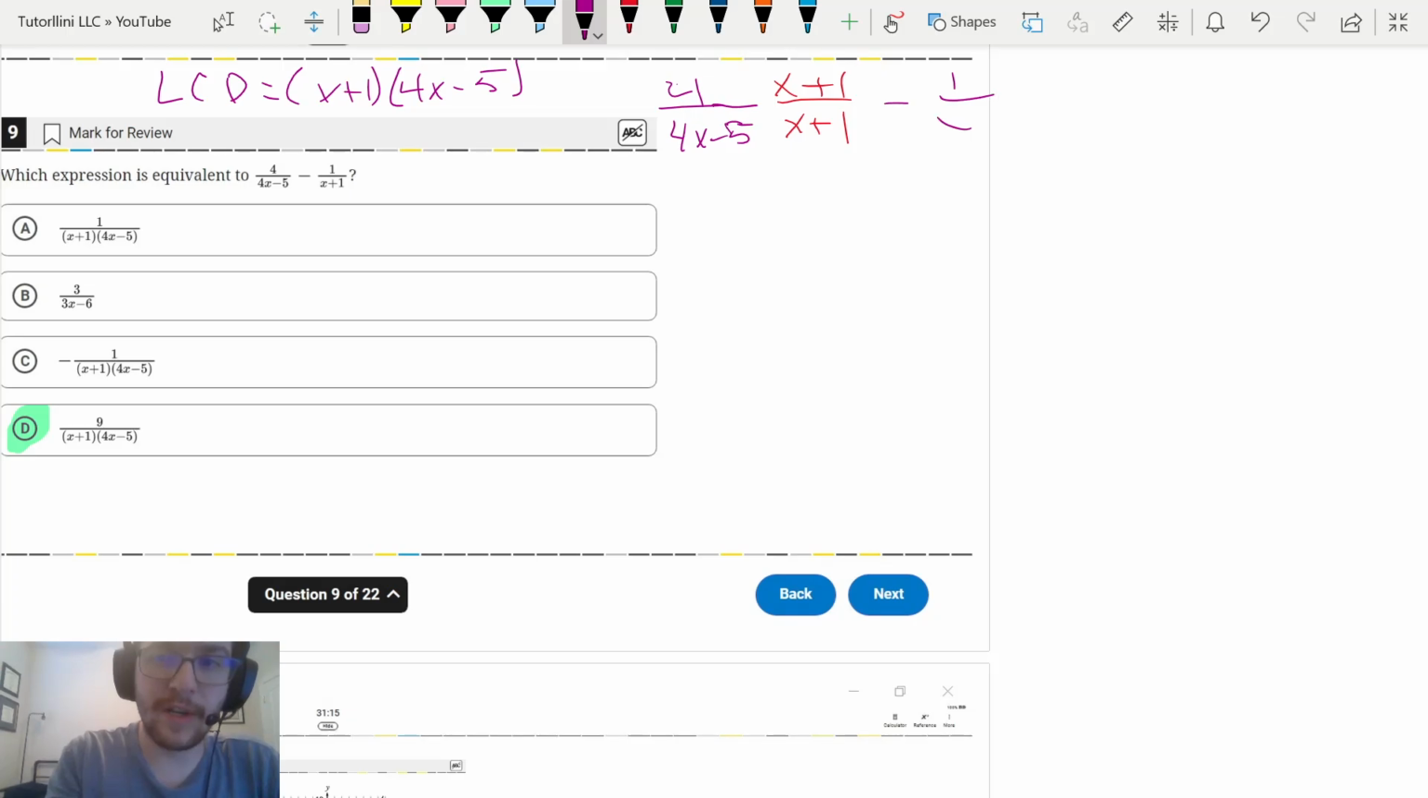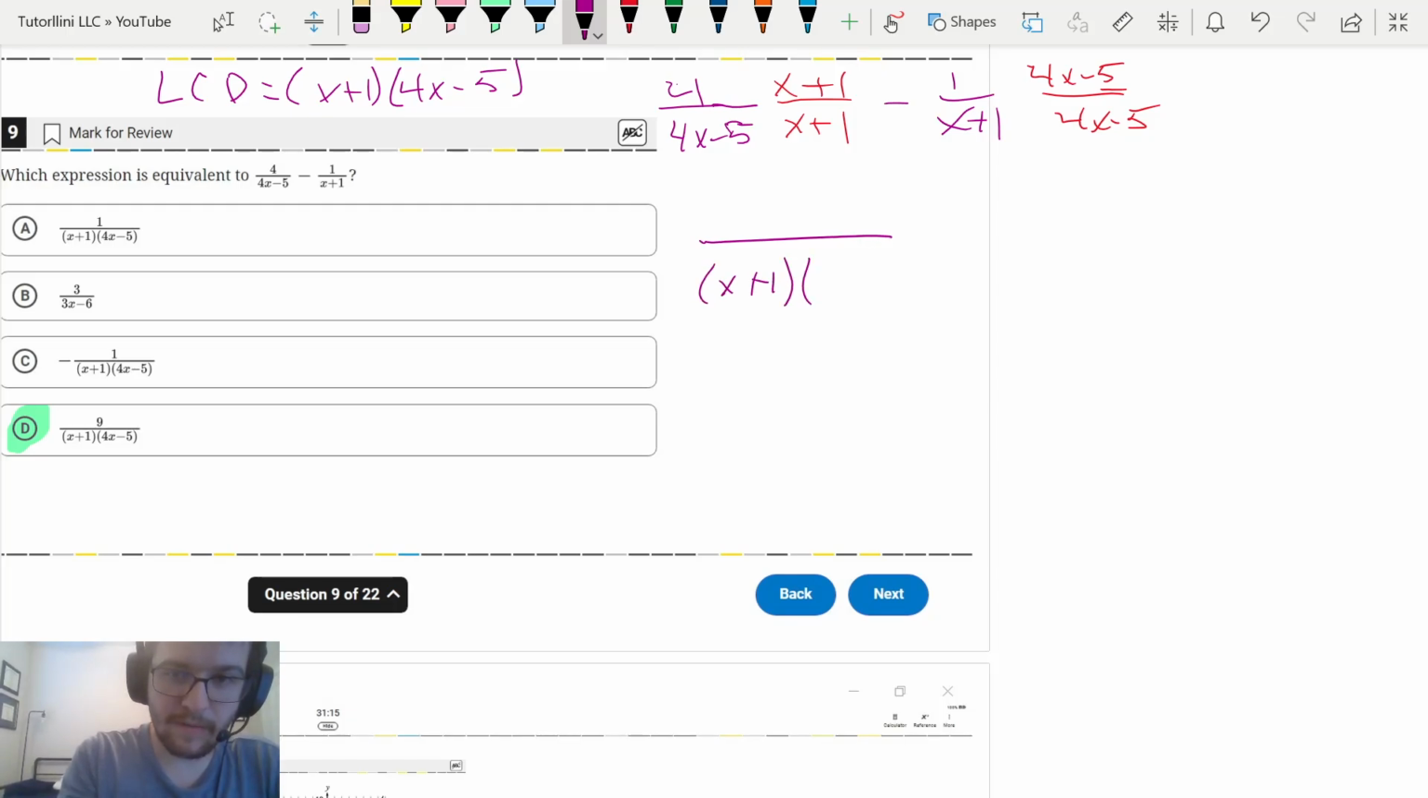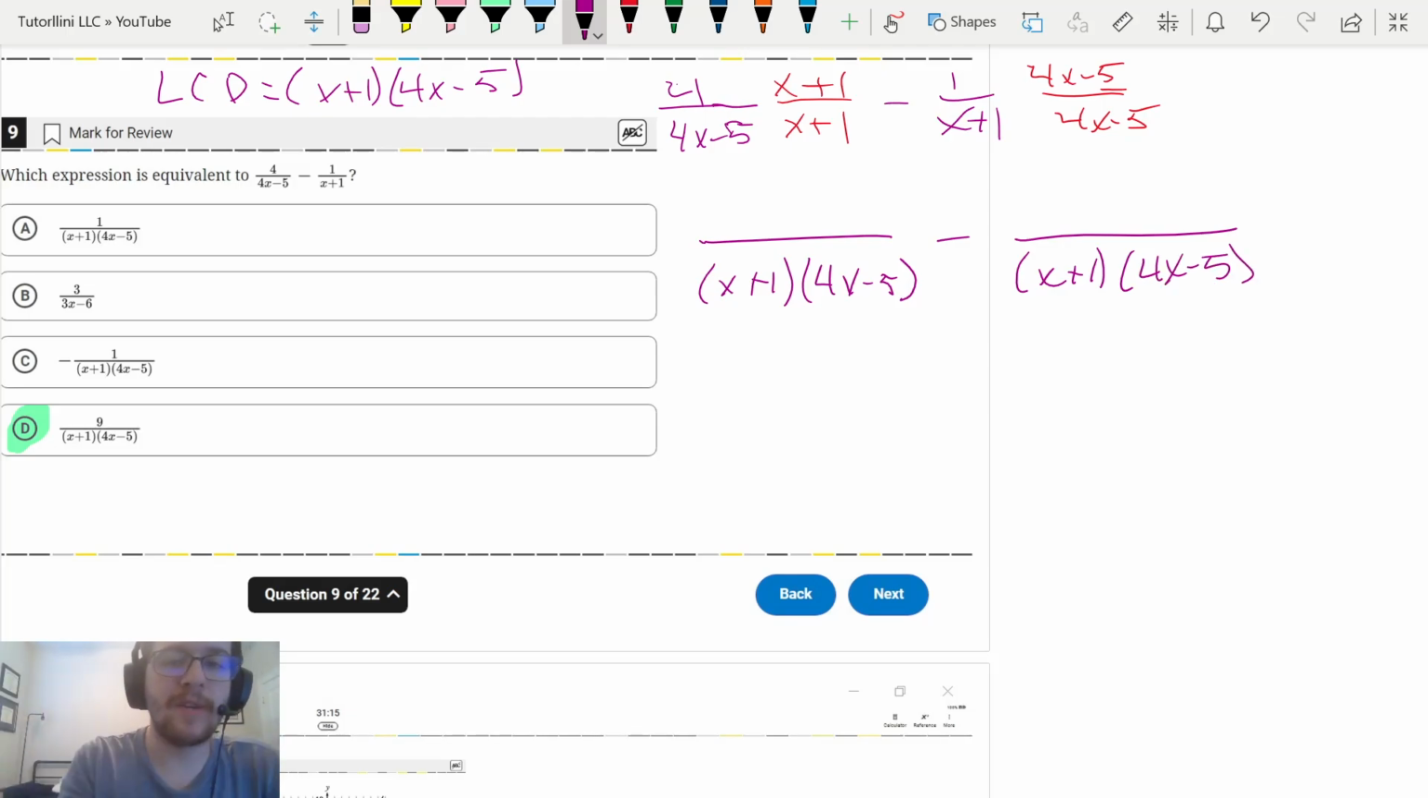And then the other one is missing 4x minus 5. So we're going to multiply him by 4x minus 5 over 4x minus 5. Okay, so we have x plus 1, 4x minus 5, minus x plus 1. Okay, so 4 times x plus 1, 4x, and then 4 times 1 is 4, so 4x plus 4. And then 1 times 4x minus 5 is just 4x minus 5. So now you can combine them because they have the same denominator.